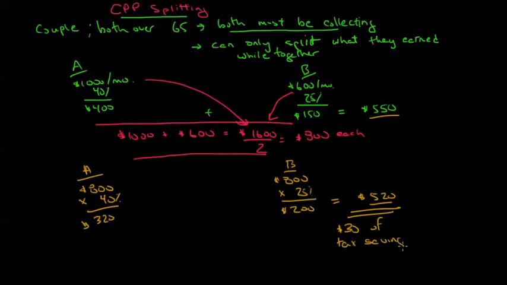That's $550 less $520. That's $30 of tax savings each month. And I know it doesn't seem like a ton of money, but all you had to do was check off a box on your return on your CPP application in order to take advantage of this very easy split.